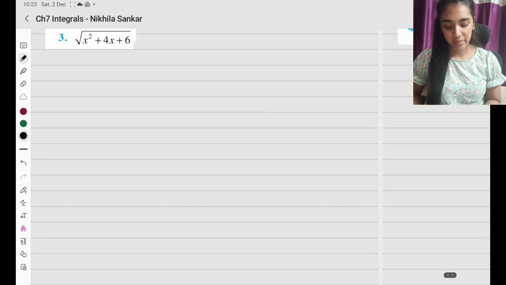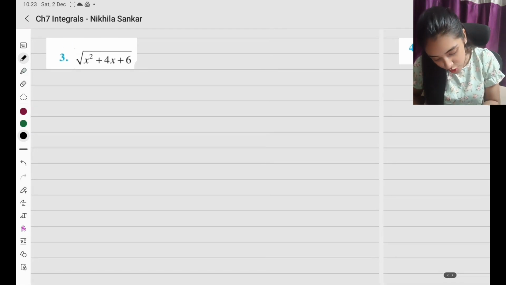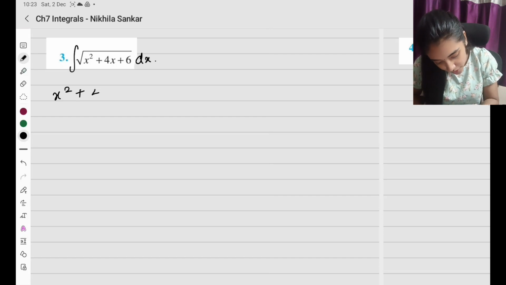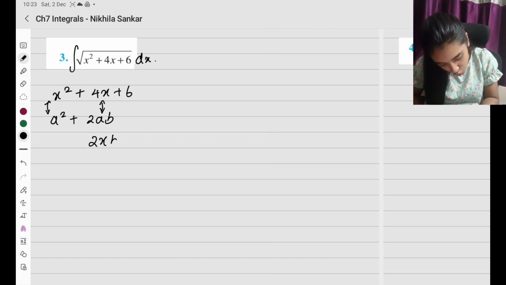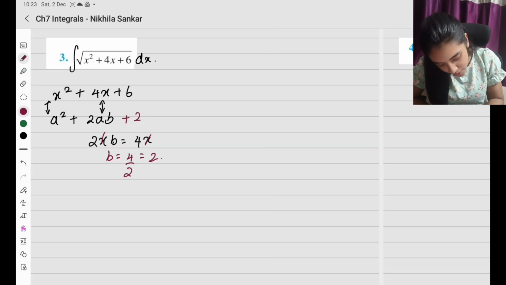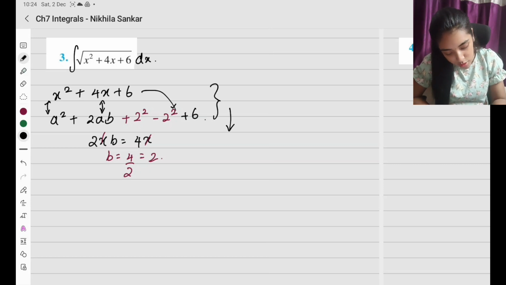Question number 3. So again completing the square. So this is of such a form. I can complete the square. So this is my a square plus 2ab. On comparing these two, a equals x. On comparing these two, I have 2xb equals 4x. So when I cancel, I have b equals 4 by 2, which is 2. Plus b square, which is 2 square, minus 2 square, and don't forget the 6. So plus 6.